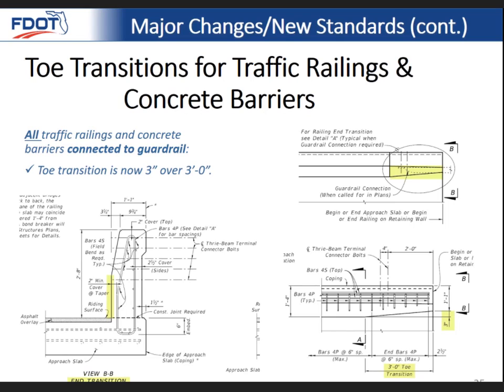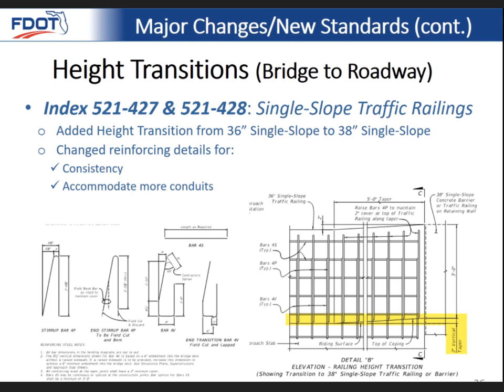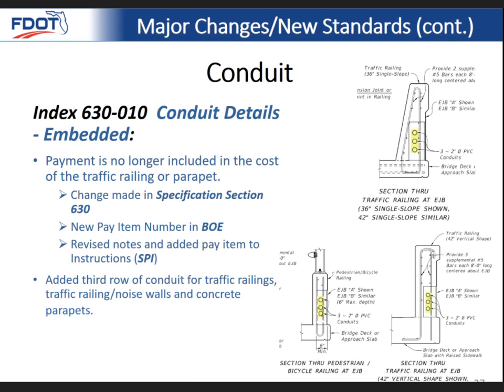Moving on to more traffic related changes, the transition to guardrail has been tweaked slightly. Previously we had a 4-inch cutback. It's now 3 inches to be consistent with the roadway traffic railing details. The transition to 38-inch height, which I mentioned previously, is detailed on index 521-427 and 428, the single slopes.